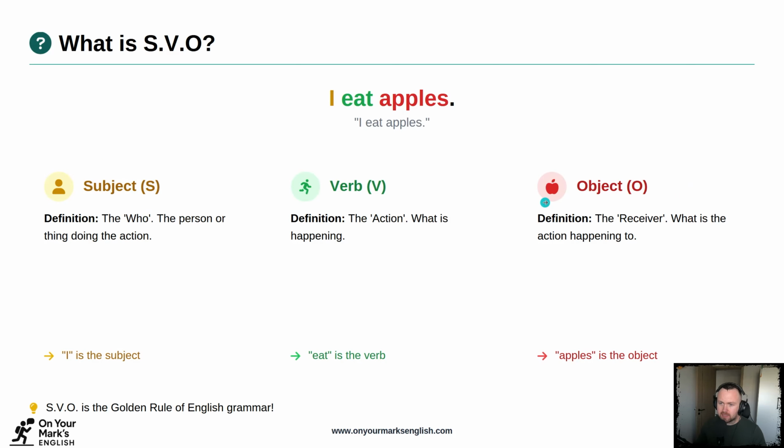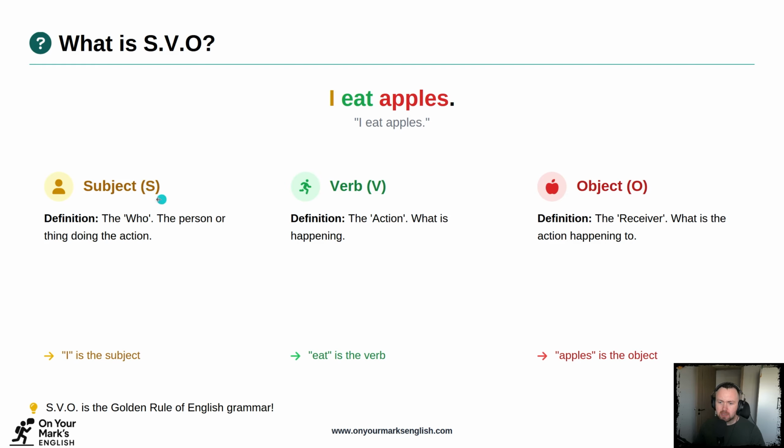So here we have a sentence. I eat apples. Let's break it down into S.V.O. The subject, or the S. This is the who, the person or thing doing the action. In this case, I is the subject. Eat, the verb or the V. This is the action. What is happening?